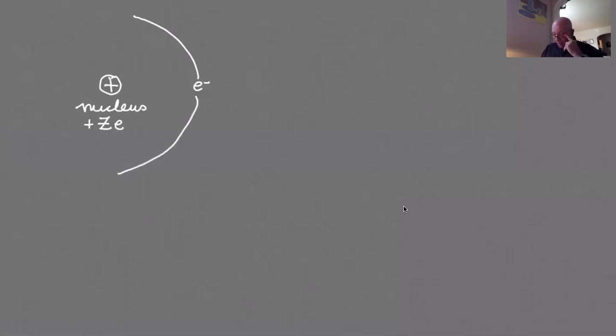All right, so the picture that emerges from the Bohr model is that we have the nucleus, and its charge is plus Z times e, where Z is the atomic number. And we are dealing with hydrogenic atoms or ions. And these are one electron systems, okay? Some radius, some velocity.